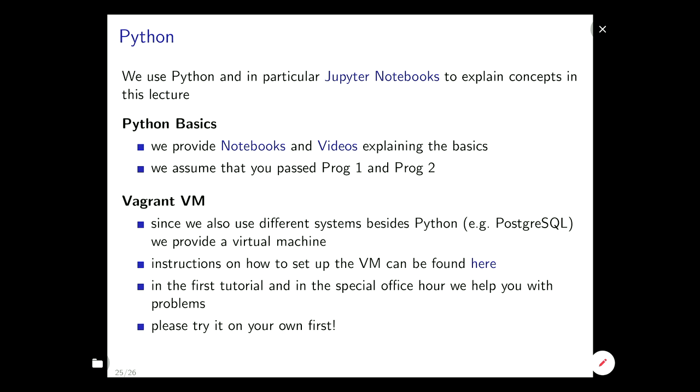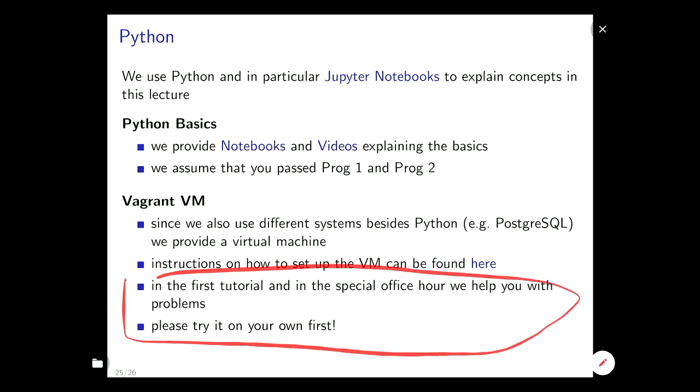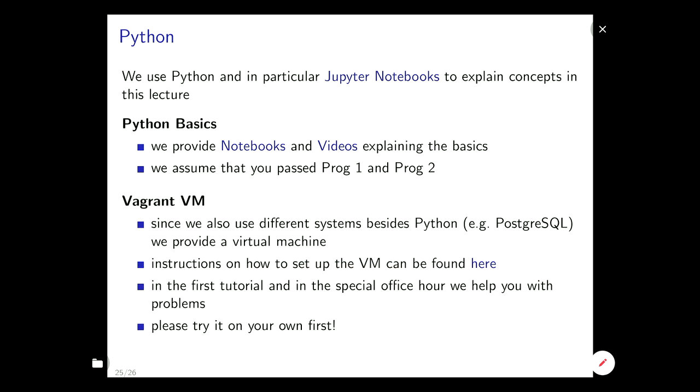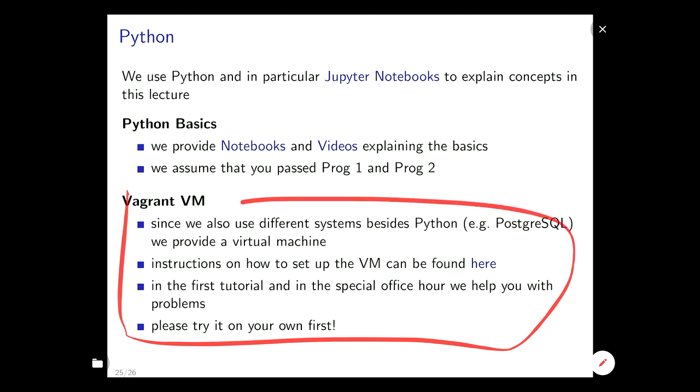There will be a tutorial, as mentioned above, where we help you and assist you in tackling issues with Vagrant, but please try it on your own first. Or if you're building teams for your assignment sheets anyway, try to solve it in your team if there's an issue. Or maybe also look in the forum. Many issues can be solved like that, and only then ask in the tutorial, because otherwise it wouldn't scale. Once you have it up and running, things are really super easy.